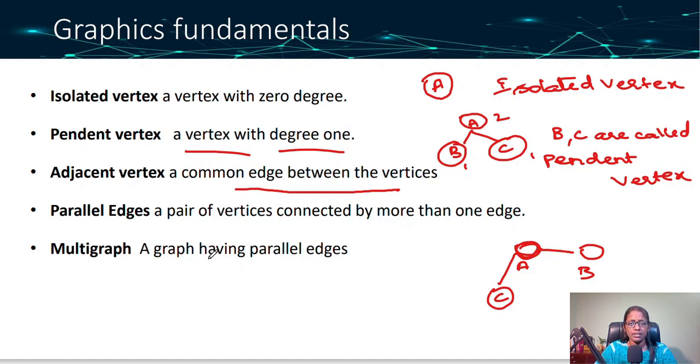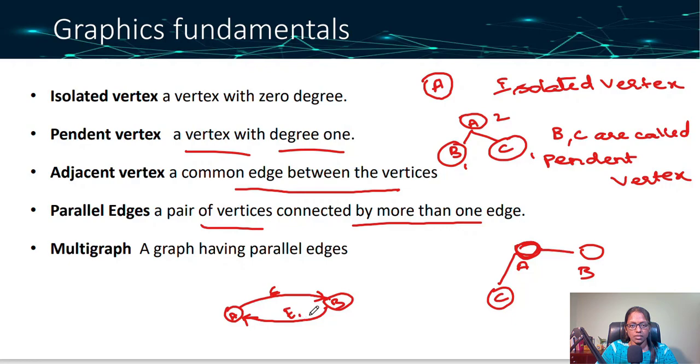The next one is parallel edges. A pair of vertices connected by more than one edge. This is A and this is B. This is one edge and this is another edge, called E1 and E2. So these are called parallel edges: a pair of vertices connected by more than one edge.